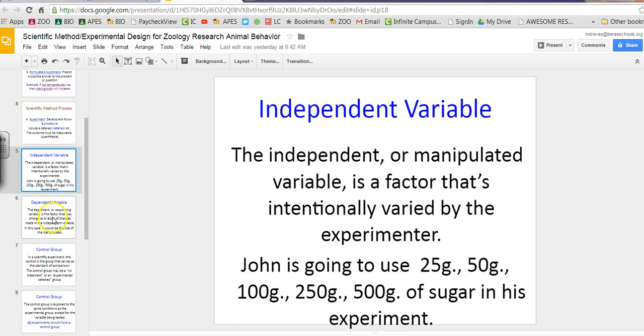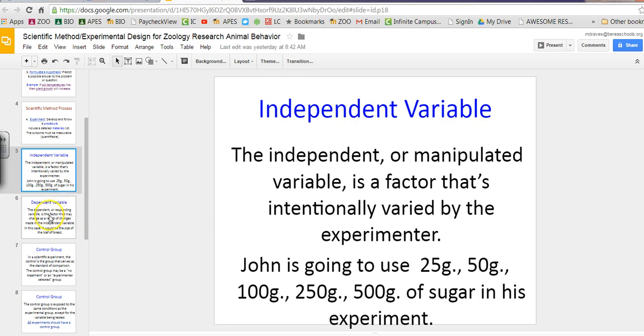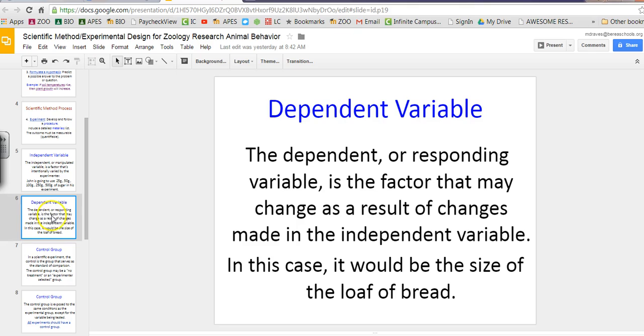in his experiment. So he's going to use a certain amount of sugar in the experiment to see, I think this was about bread, if it would increase the size of bread as you bake it. The dependent variable then is one that responds to the independent. So the independent is what you manipulate. The dependent is what you see change as an effect of being exposed to the independent variable. So in this case, with the bread, it would be the size of the bread.